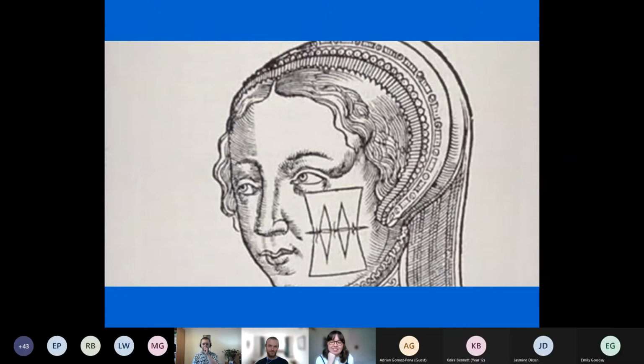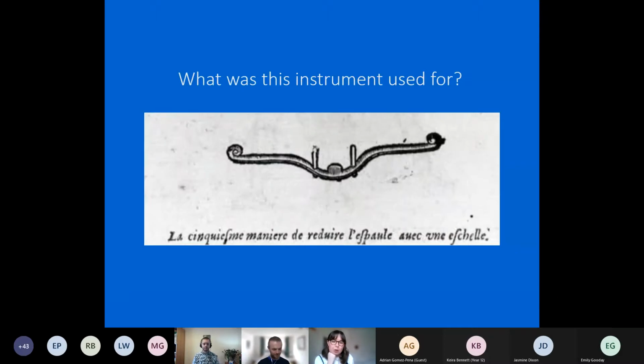Okay, so if we now go to the next image, what was this instrument used for? If any of you have got a particularly good level of French, there is a slight clue in the French underneath. So it's open to voting now on Slido. Do you think this is used to fix a dislocated arm as some sort of splint, or perhaps to improve posture? So I'll give you a few seconds to vote on this now.